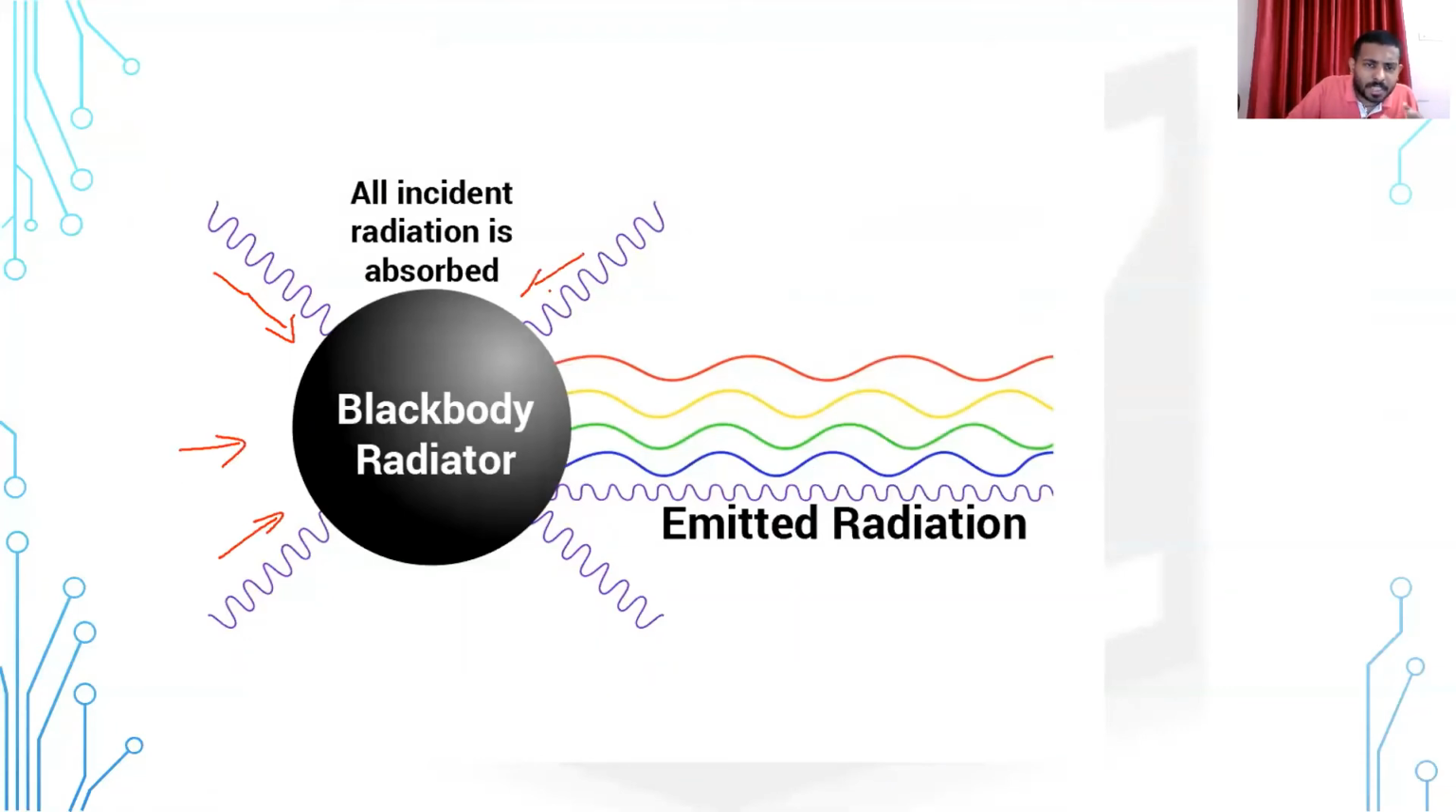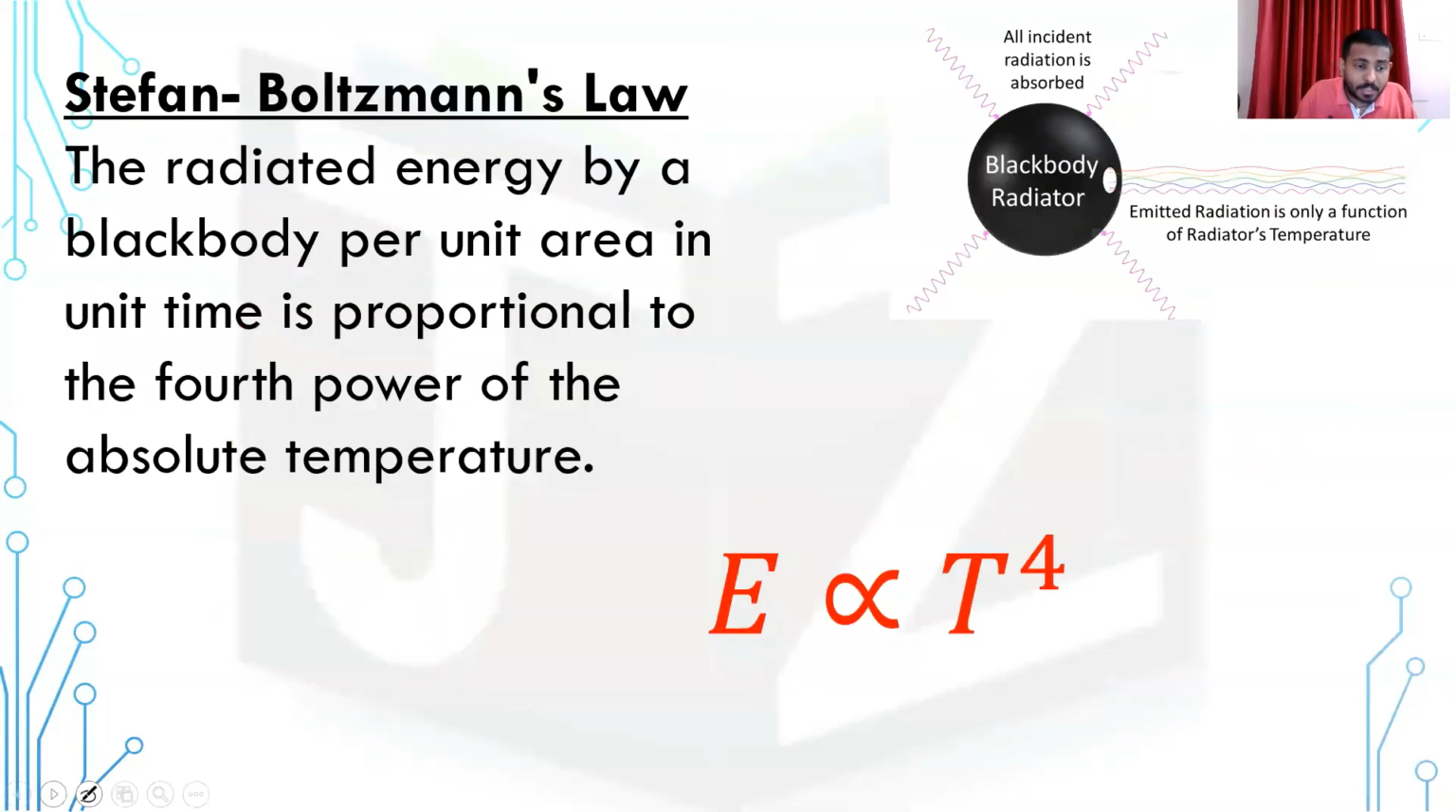Whatever the incident angle, whatever the frequency of the incident radiation, it will absorb all the radiation that is falling. Not only does it absorb, but it can also emit all the radiation at the corresponding frequency. So, in brief, a black body is a perfect absorber of radiation, and it is also a perfect emitter of radiation. The Stefan-Boltzmann law describes the amount of energy that is radiated from a black body. Stefan and Boltzmann found that this amount of energy depends upon its temperature.